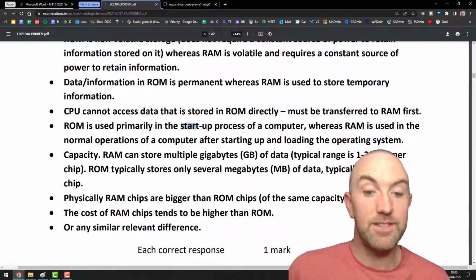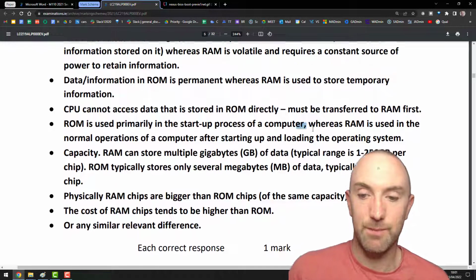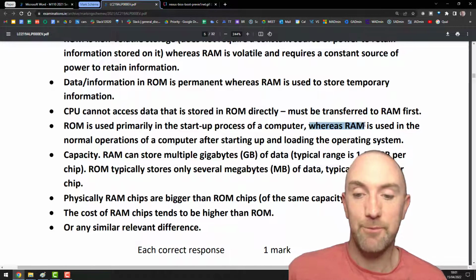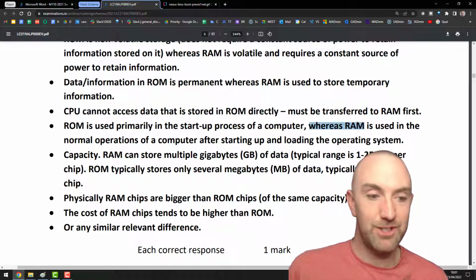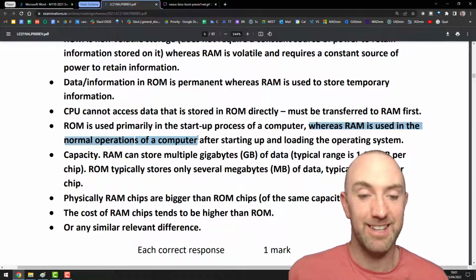ROM is used primarily in the startup process. That's what I said, the BIOS, basic input output system. That's another answer for a future question. Whereas RAM, random access memory, is used in the normal operations. Again, how many Chrome tabs you can have open.